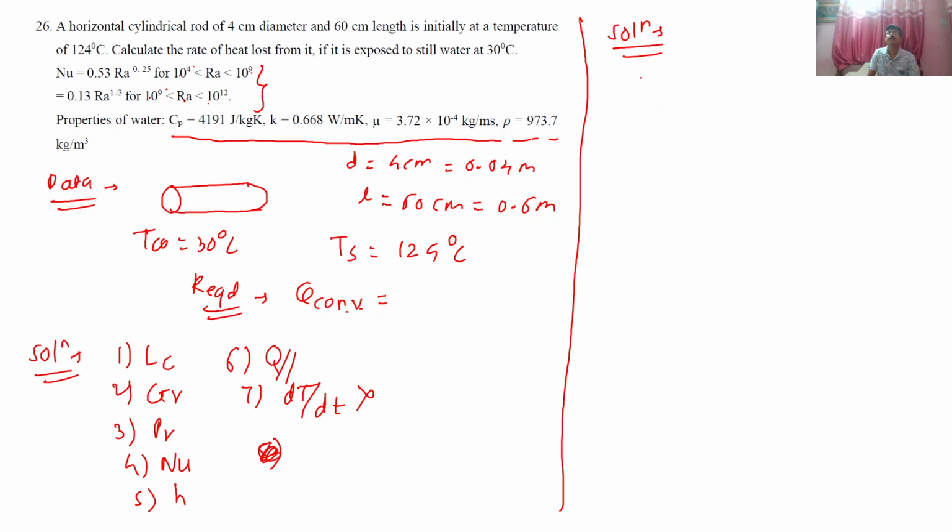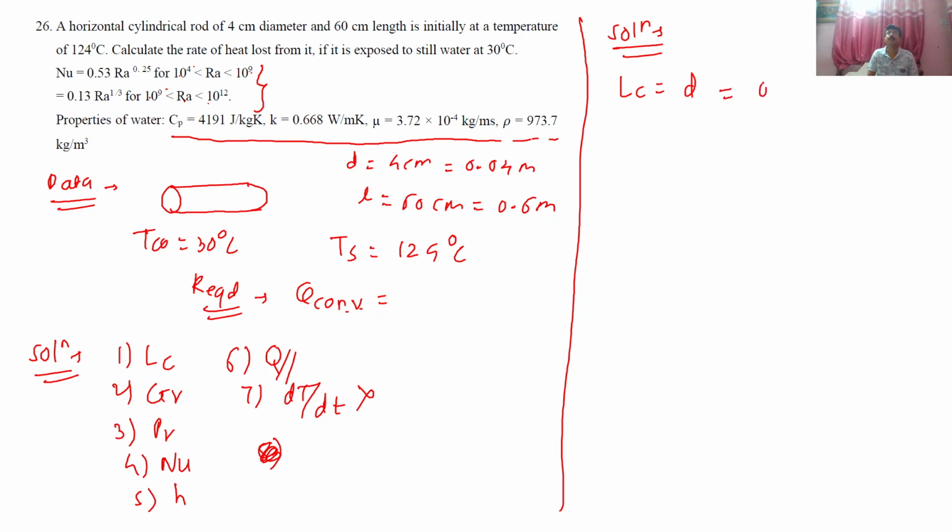Now go to the LC first. A horizontal cylindrical rod of 4 centimeter diameter and 60 centimeter length is initially at a temperature and it is exposed to still water. Still water means water which is not moving. Here no velocity, mass flow rate or volume flow rate is mentioned, which means this problem definitely belongs to natural convection. So what is LC? In case of a horizontal cylinder, LC is the diameter.